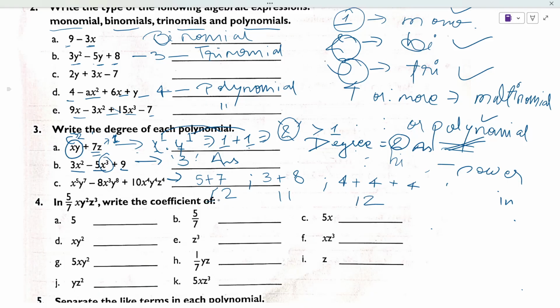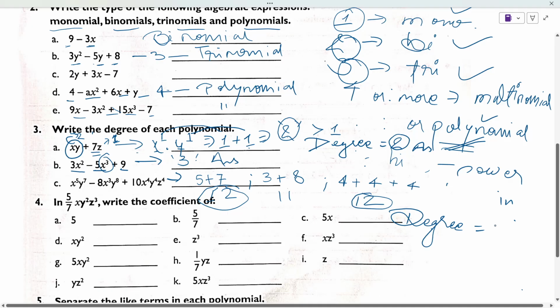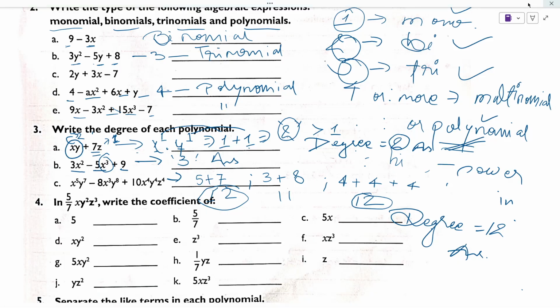Oh, so again there is a dilemma. The first term has power 12 and the last term also has power 12. Now there is no competition; the highest power, both have 12. So simple it is. We should go for the number 12. So the degree of this expression is 12. I hope it is getting clear.